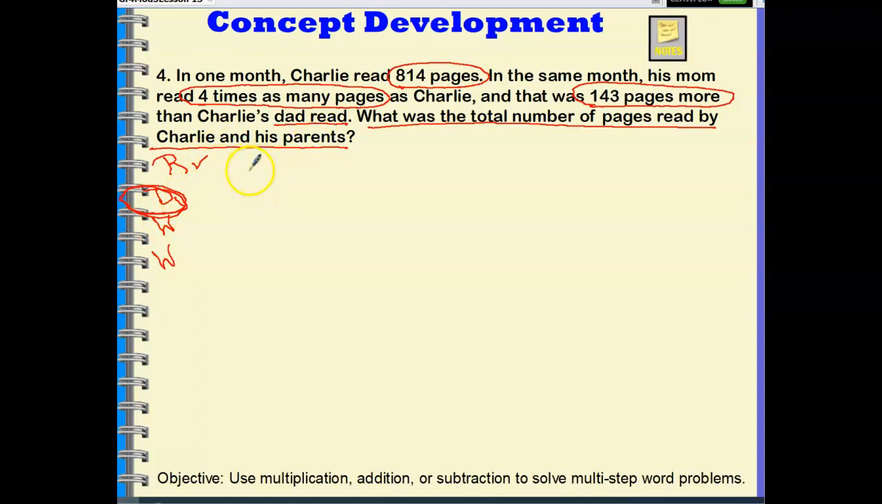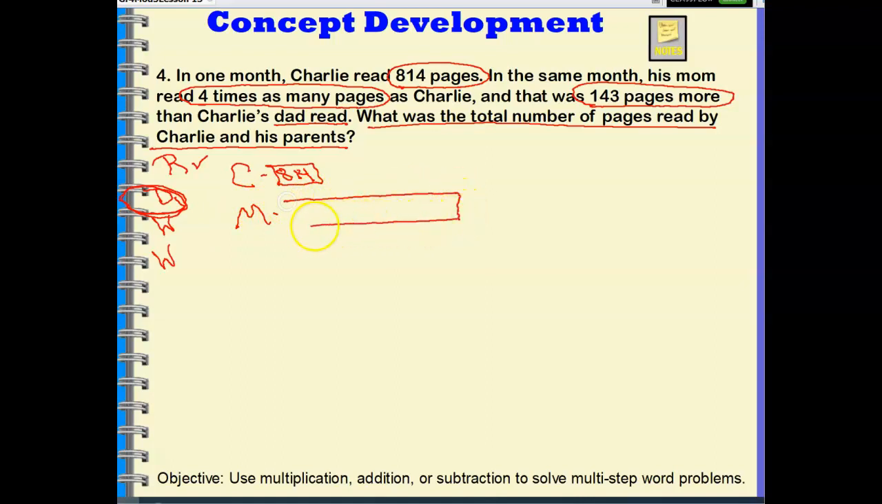Well, the first thing that I know is I know that Charlie read 814 pages. So I'm going to go ahead and put the amount that Charlie read. In the same month, Charlie's mom, so let's put mom here, read 4 times as many pages.